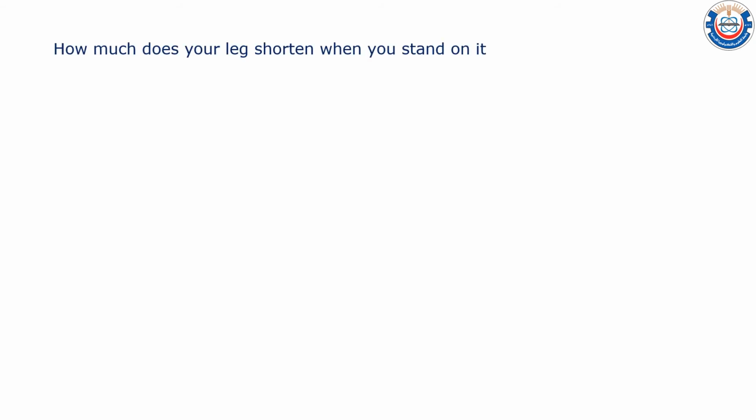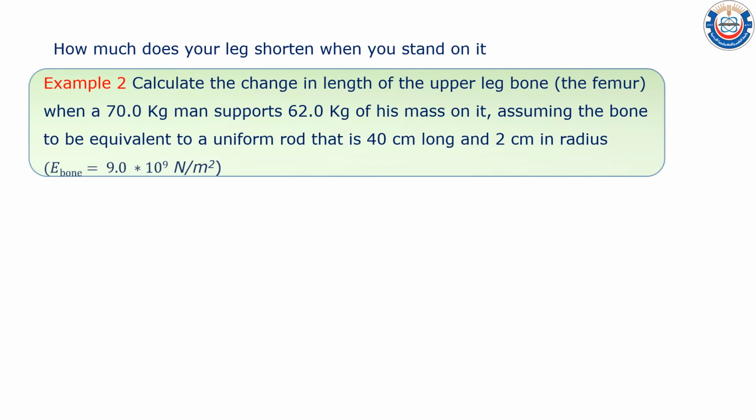The second example: how much does your leg shorten when you stand on it? Calculate the change in length of the upper leg bone, the femur, when a 70 kilogram man supports 62 kilograms of his mass on it, assuming the bone to be equivalent to a uniform rod that is 40 centimeters long and 2 centimeters in radius. As you can see, only 62 kilograms of his mass is exerted on this bone.